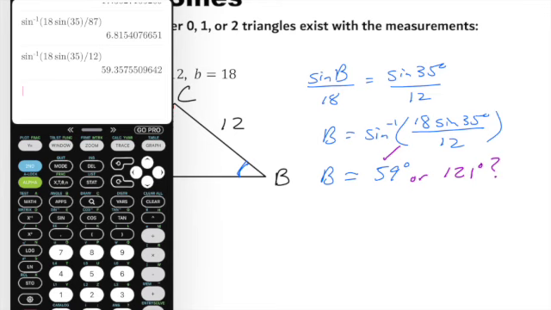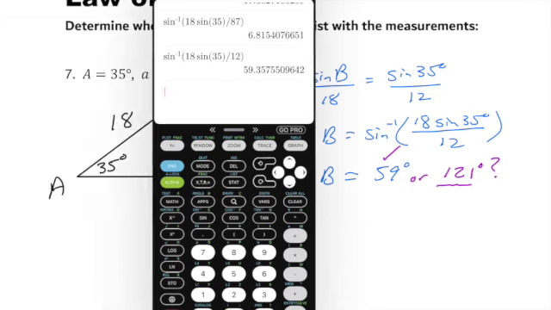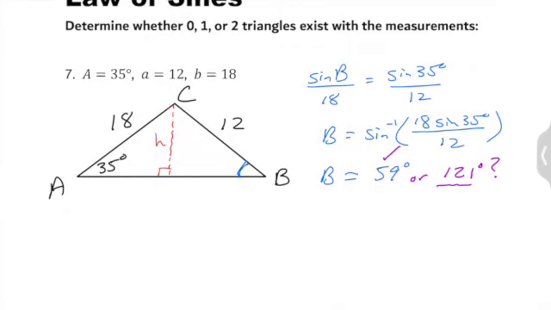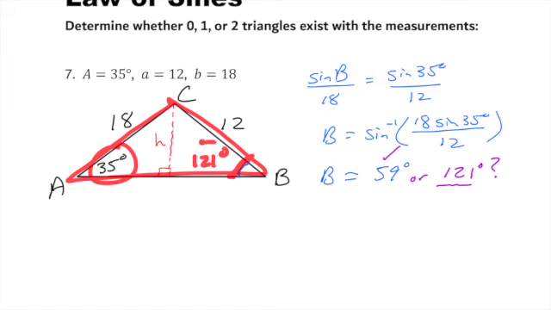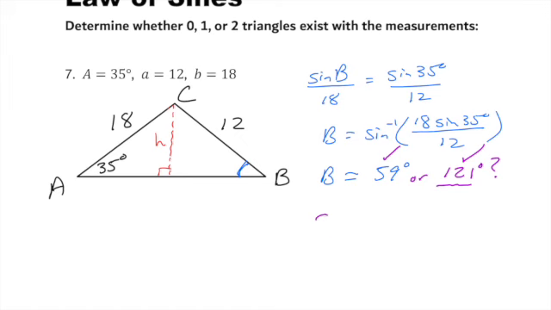But is quadrant 2 a viable solution here? In this triangle, could this angle be 121? Will these two angles still be less than 180? And in this case, it will be, which means this is a valid solution. So that's going to be 2 triangles. So that's the way to tell using the law of sines.